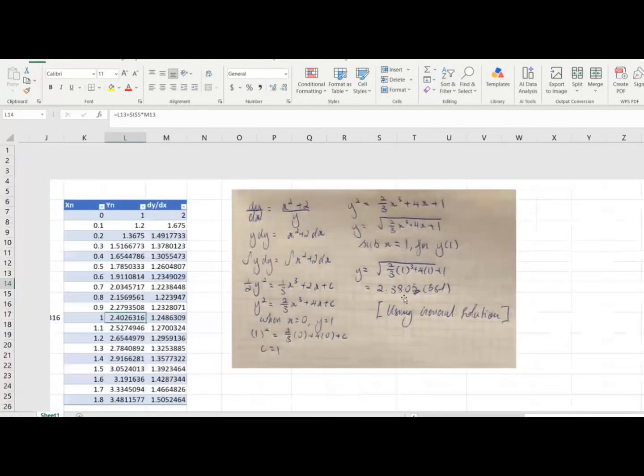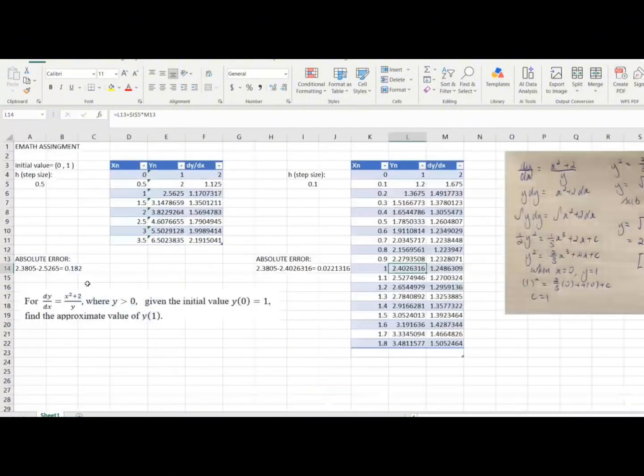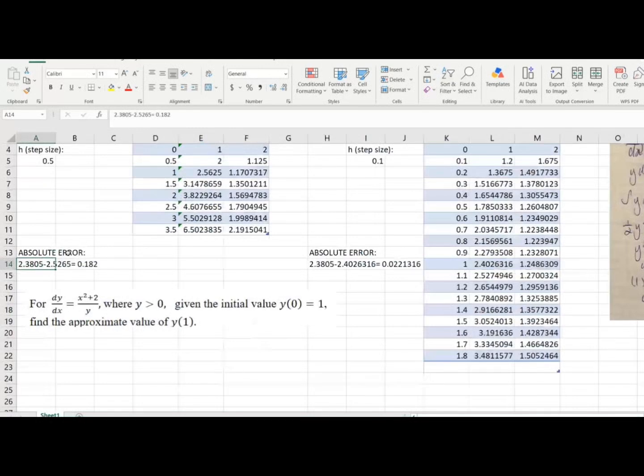We calculate the absolute error by taking the actual value, which is 2.3805, minus the value we got using Euler's method, which is 2.5625. And when comparing to the values that we get when the step size is smaller, which is 0.1, there is less error, which shows that the smaller the step size, the more accurate Euler's method is.